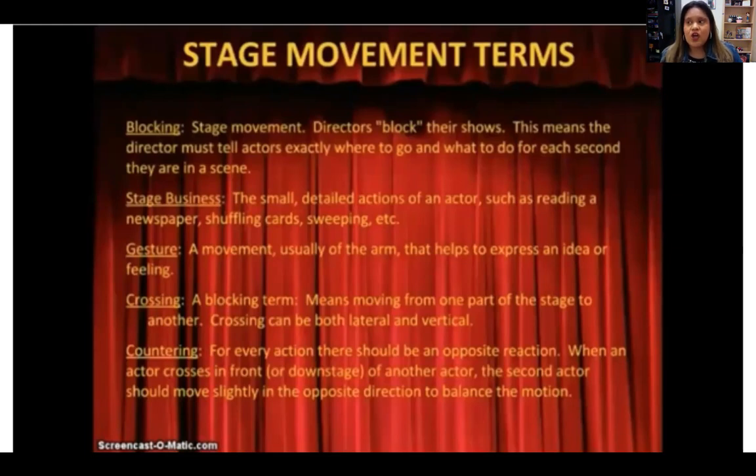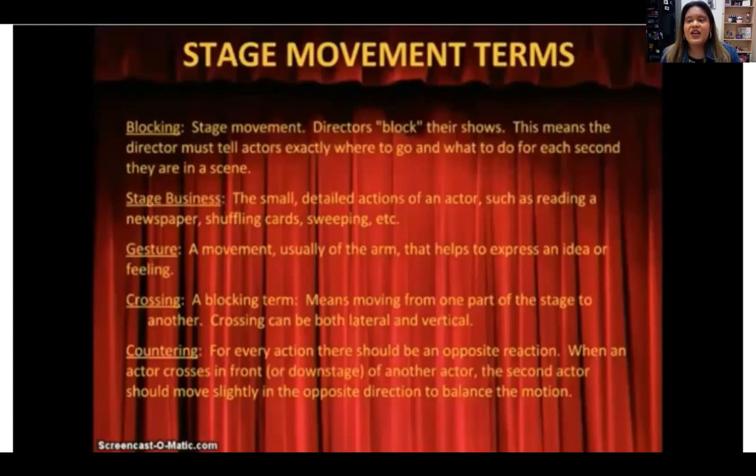Crossing. Crossing is when you're going from one part of the stage to the other, right? So if you start on stage left, I might tell you, hey, cross to stage right. And all that means is move over, move to stage right or stage left, whatever it is. Crossing is part of blocking. The two are connected together.